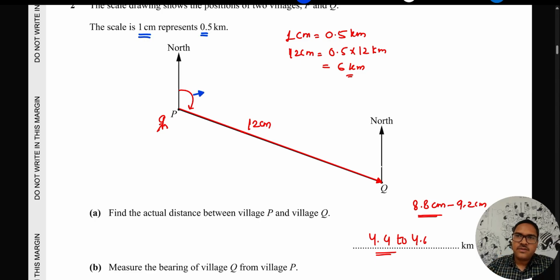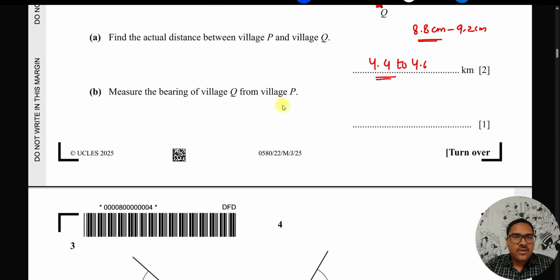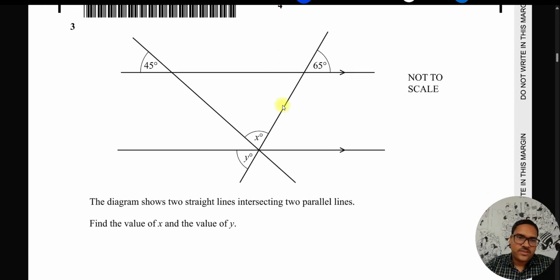The answer which is acceptable for this is 108 degrees to 112 degrees. So you know how to measure the angle using a protractor, which you can do. I'm hoping that you can easily solve this question now. So let's move to the next question.